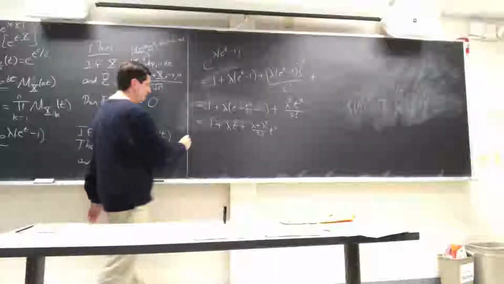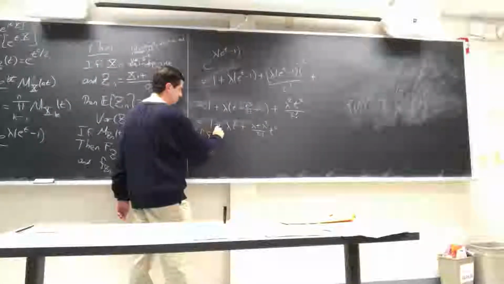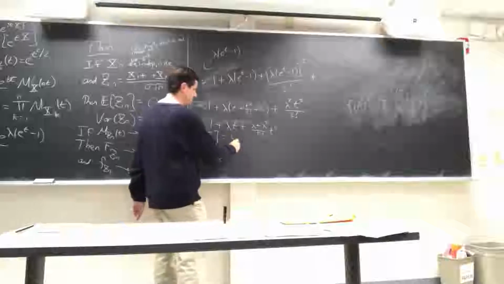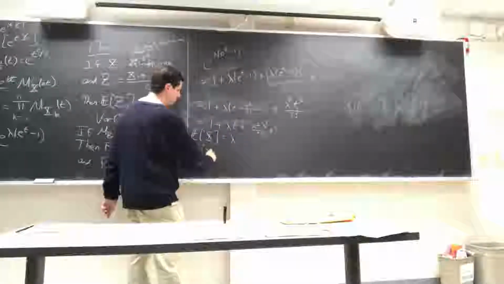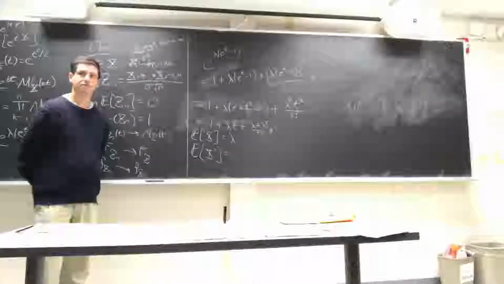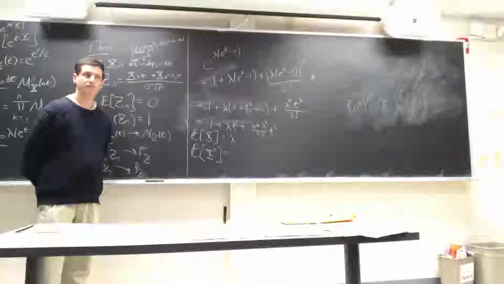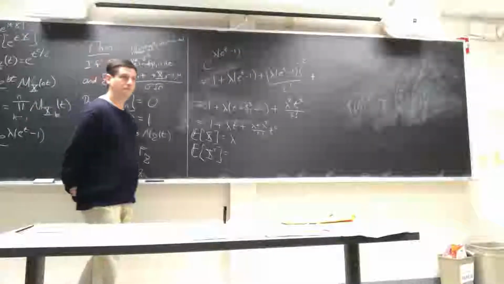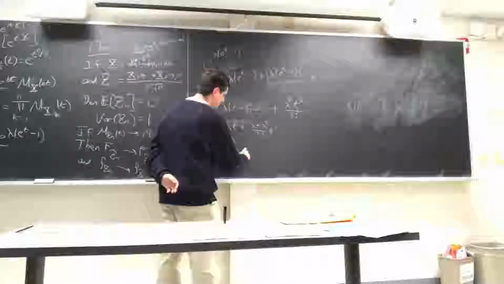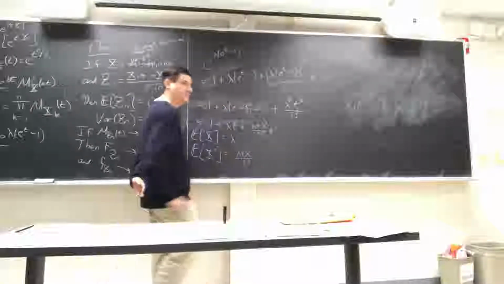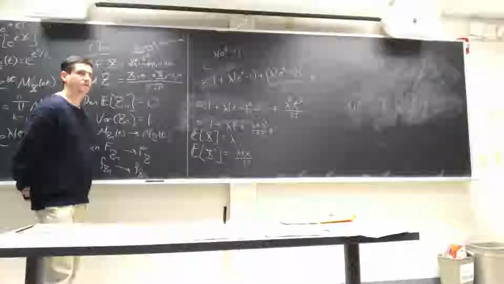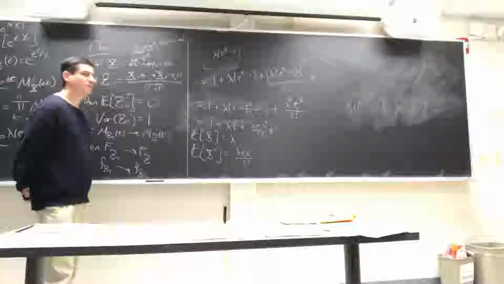So now, what's the expected value of x? That's just going to be the first derivative. That will just be lambda. What's the expected value of x squared? Yes? It's the coefficient of t squared. So I get lambda plus lambda squared over 2 factorial. Do I have to do anything else? I have to multiply by 2 factorial.